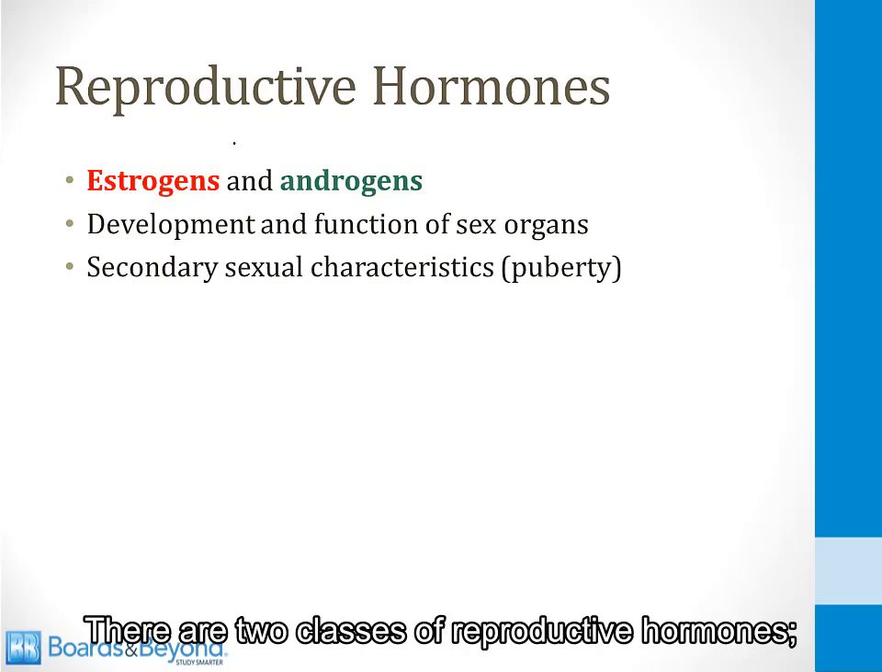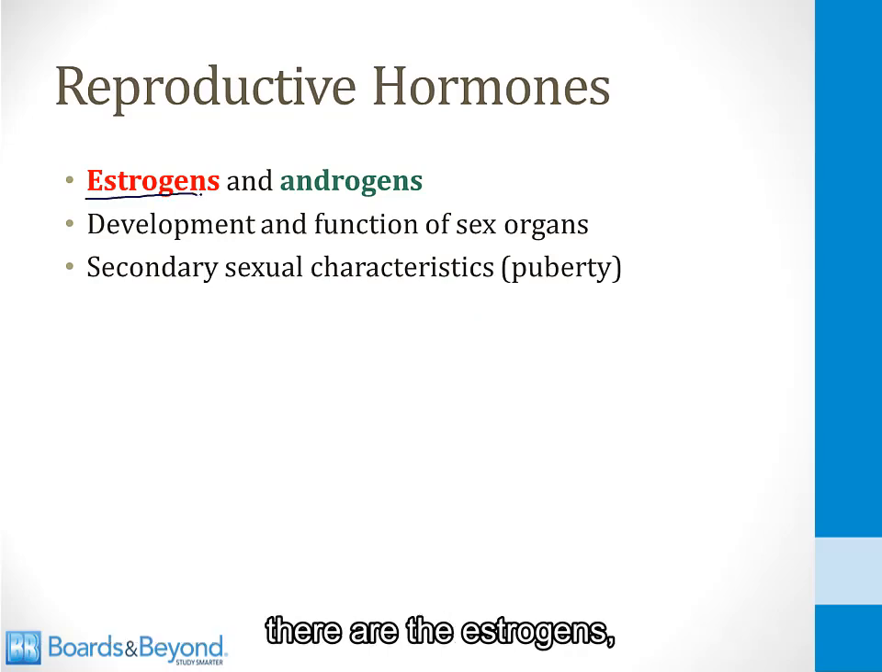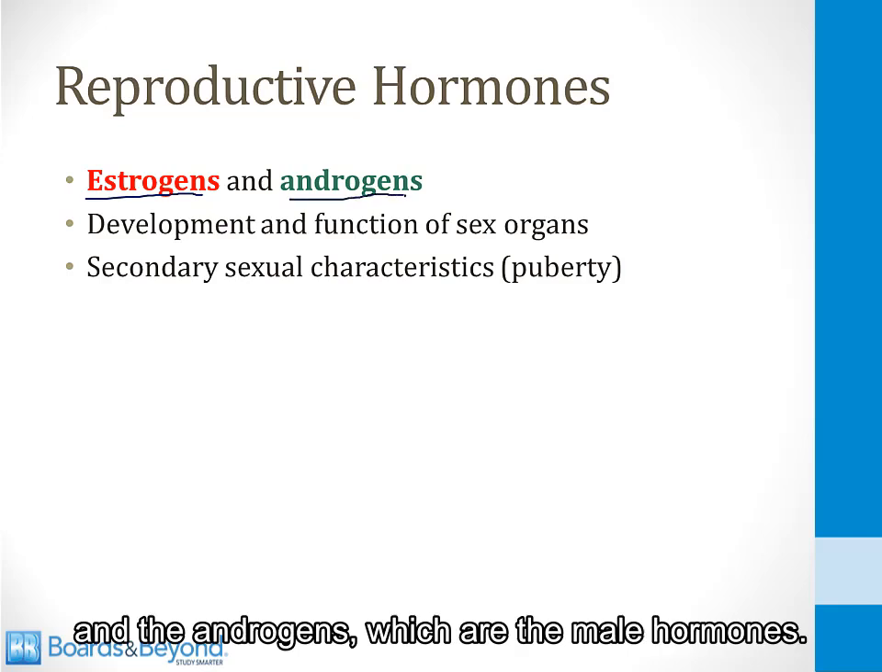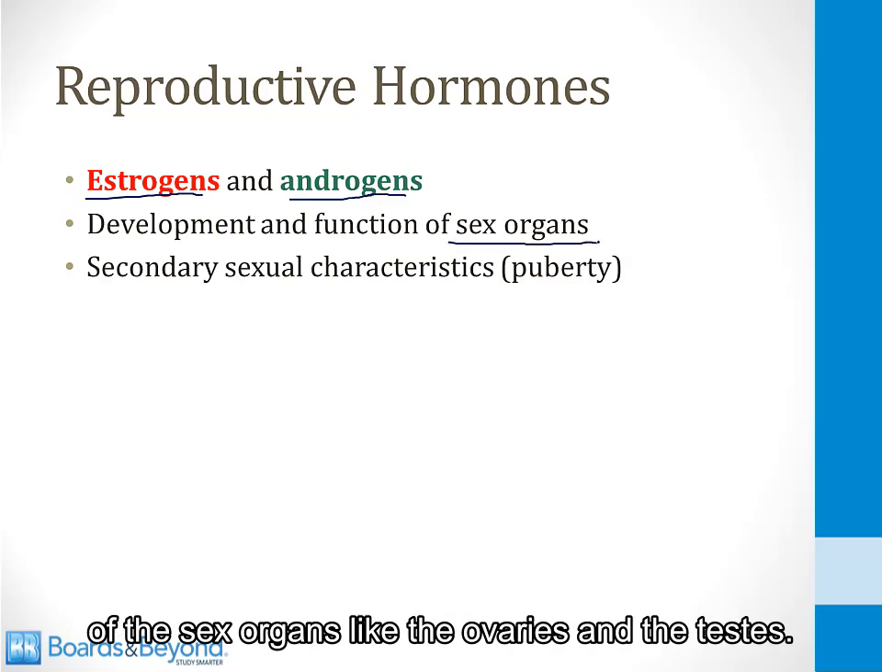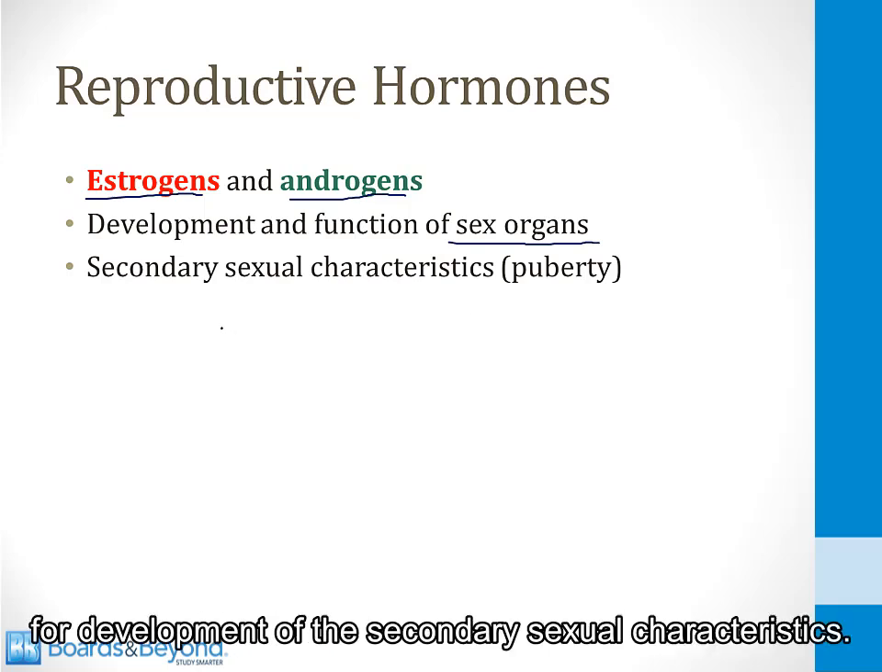There are two classes of reproductive hormones. There are the estrogens, which are the female hormones, and the androgens, which are the male hormones. And these are important for development and function of the sex organs like the ovaries and the testes. They're also important at puberty for development of the secondary sexual characteristics.